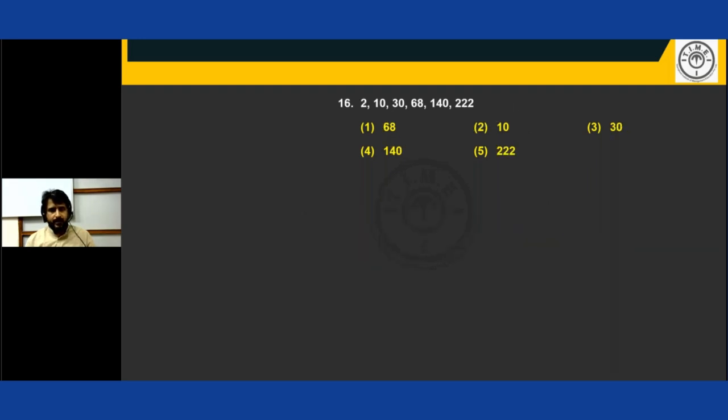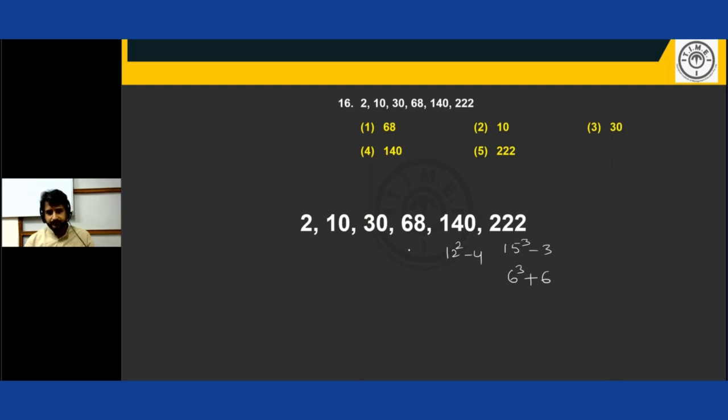Right. 2, 10, 30, 68, 140, 222. What are these numbers? When we were discussing the basics, I already told you, not only squares and cubes, you should try to recognize the numbers which are close to squares and close to cubes. 222 is 15 square minus 3 or 6 cube plus 6. 140 is 12 square minus 4.